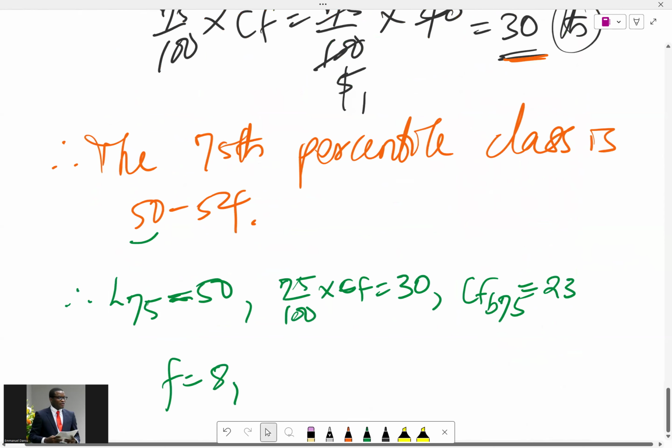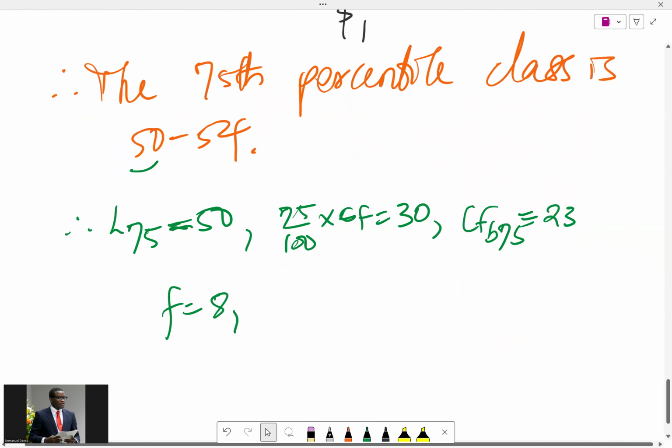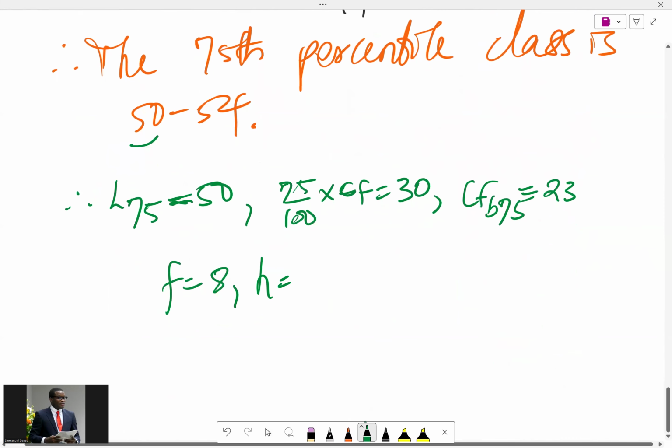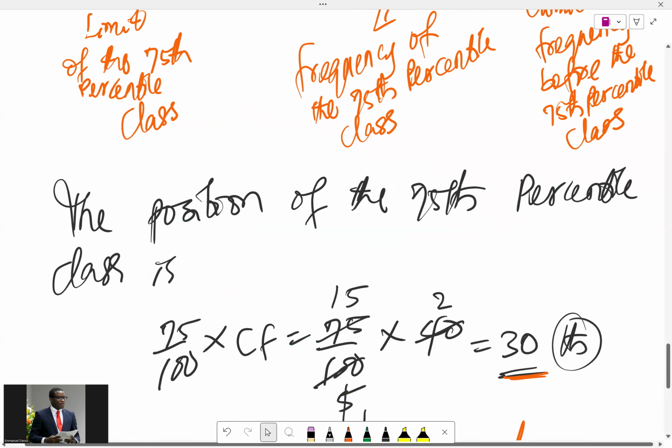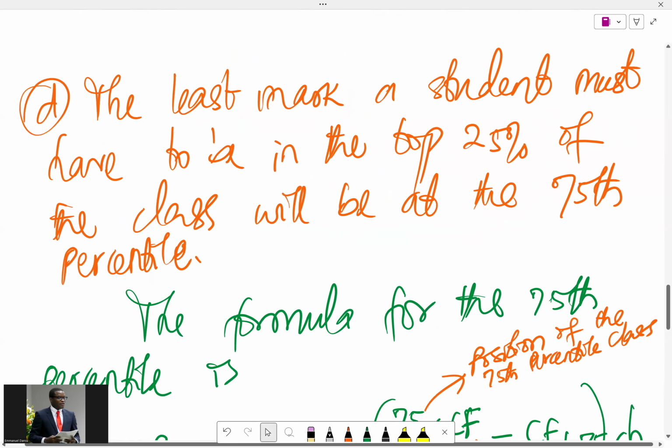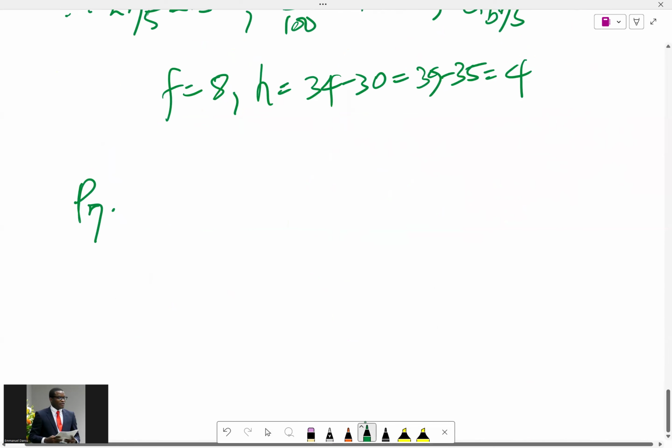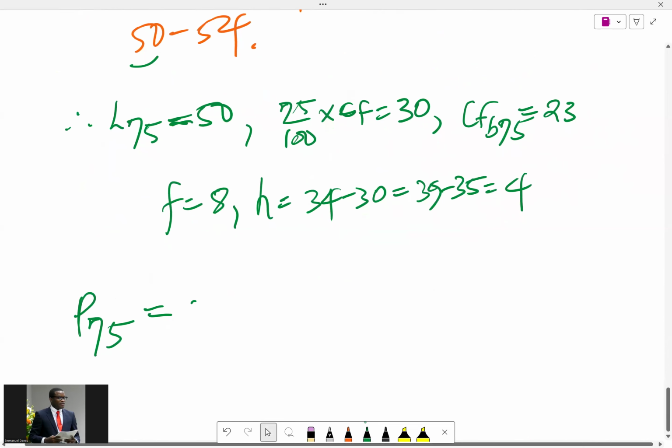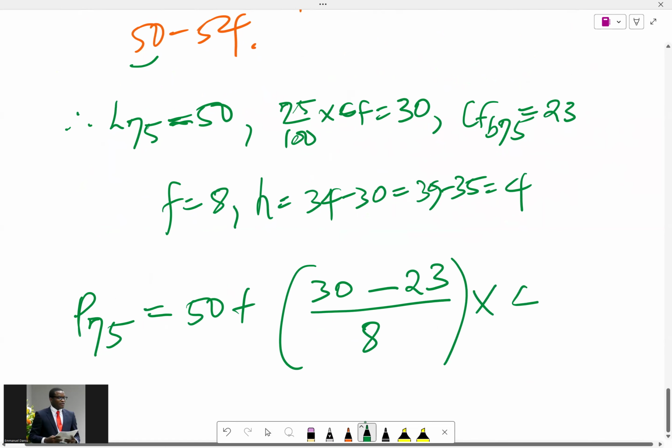And then the last thing we need, I believe, is H, which is the class width. That's easy peasy. H, the class width, is simply 34 minus 30, or if you like, any other class, 35 to 39, that's 39 minus 35. That's simply 4. So with this, you can get your 75th percentile. So P75 is equal to the lower class, which is 50, plus 30 minus the cumulative frequency before, that's 23, divided by the frequency at that point, that's 8, multiplied by 4.